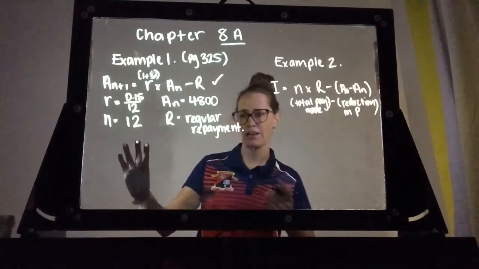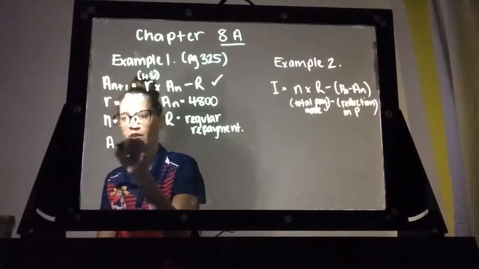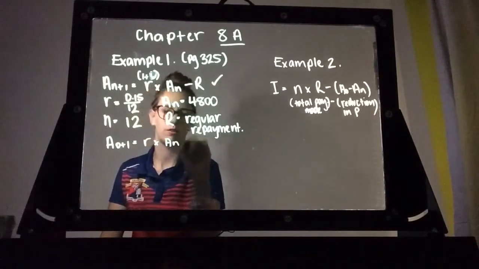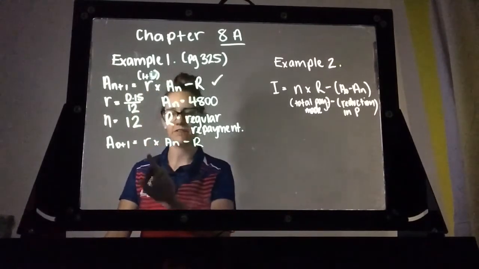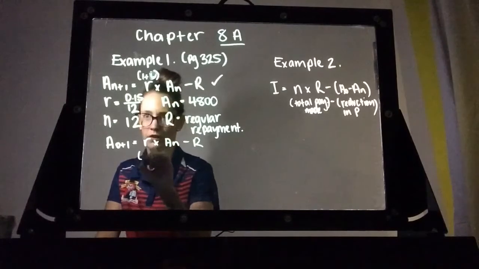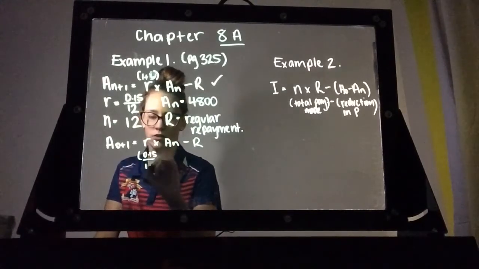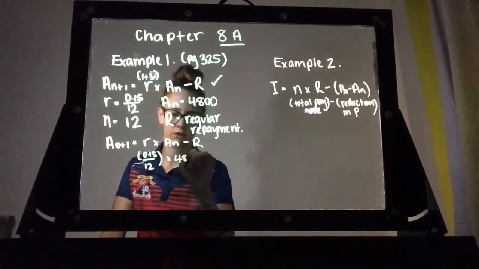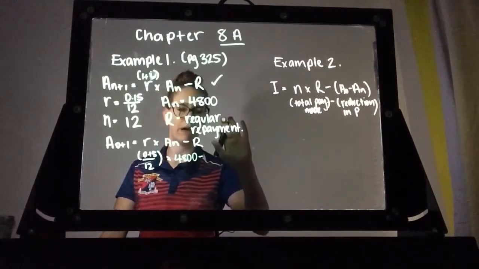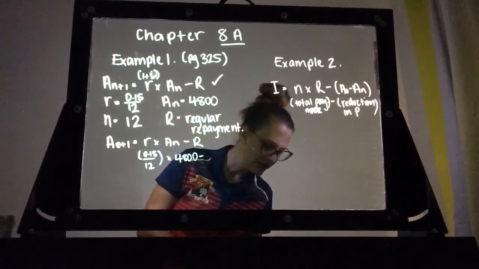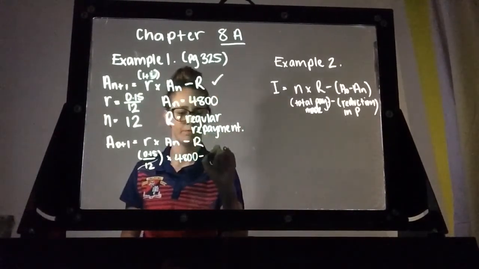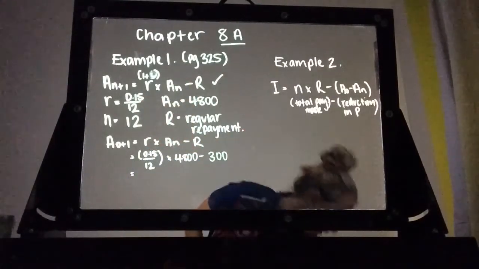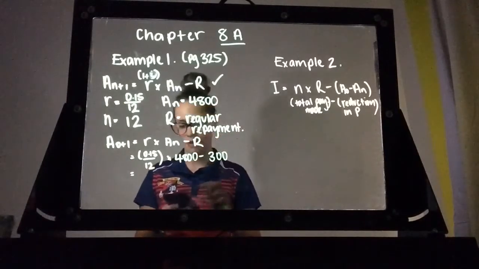So for my first calculation, I'm going to rewrite that formula. And I'm going to substitute those values in. So my R value, my initial balance, my regular repayment, which I didn't write on there, is $300. So I'm going to go enter this into my calculator, making sure that I put brackets where necessary.